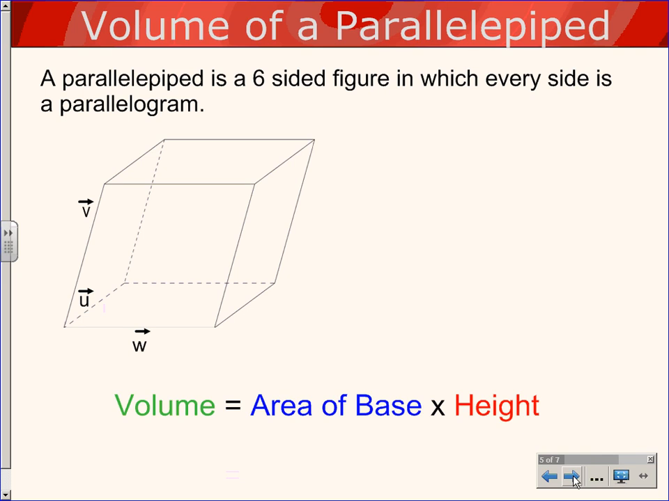What you see there, it's drawn not too badly from a three-dimensional standpoint, I suppose. Every side is a parallelogram. So maybe the easiest way to picture it is if you had a parallelogram for the base. Okay, so you're just think of the base here as being a parallelogram.